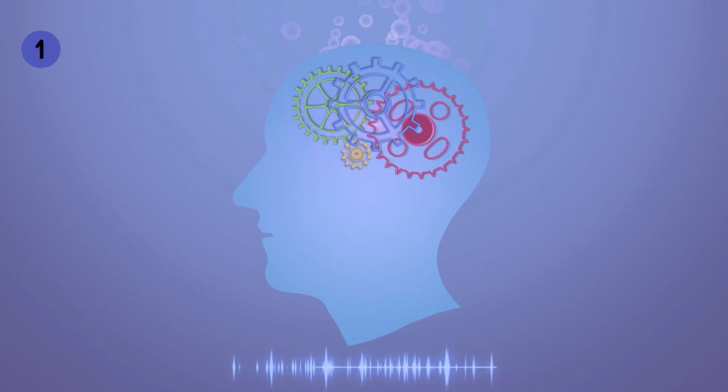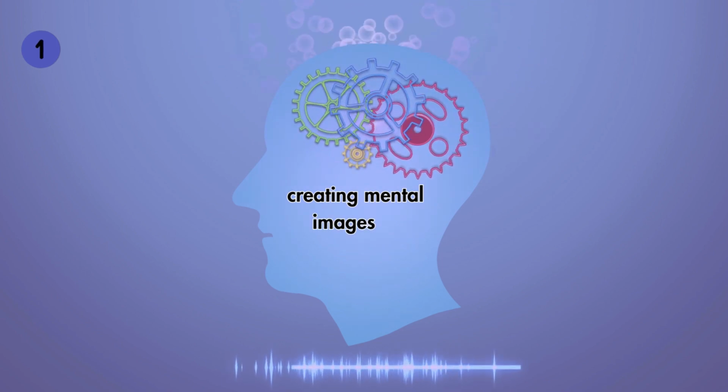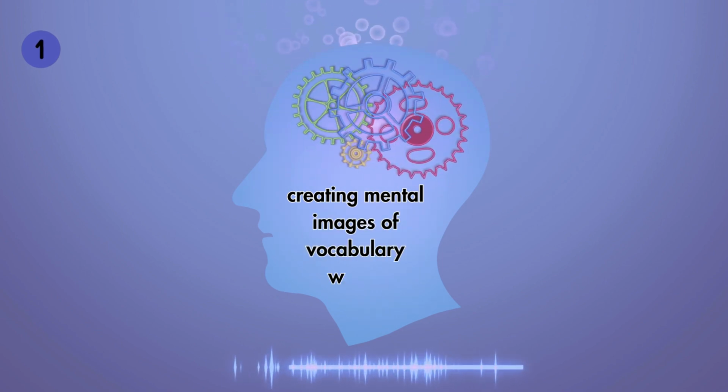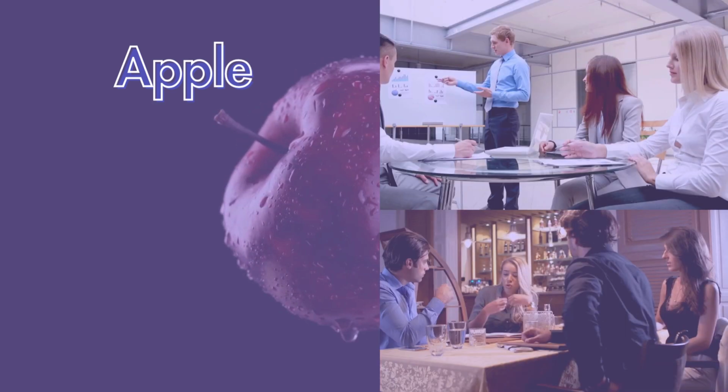One way to use visualization in language learning is by creating mental images of vocabulary words. For example, if you are learning the word apple, you might visualize a bright red apple with a green stem and leaves. This image can help you remember the word and its meaning more easily.